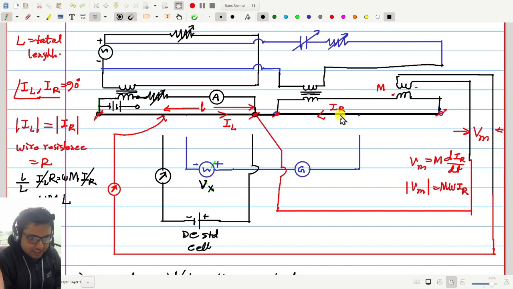Now once this is done, then these two wires are ready for the measurement. These two potentiometers are ready for the measurement. Now you can remove this and you can connect the unknown source.